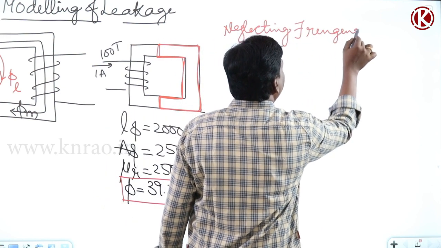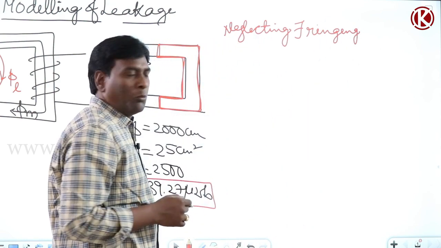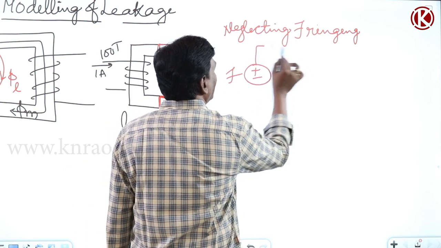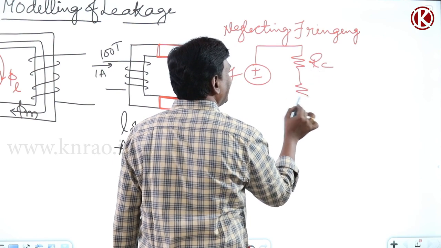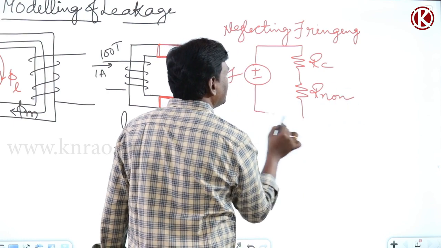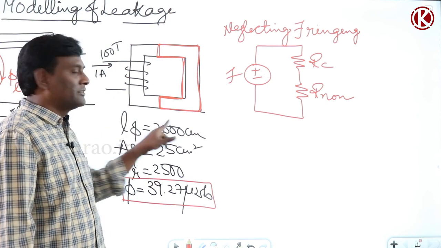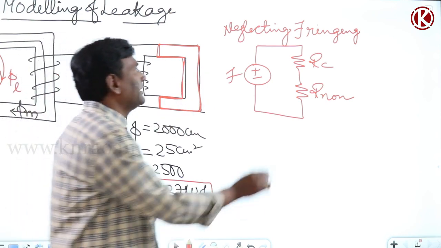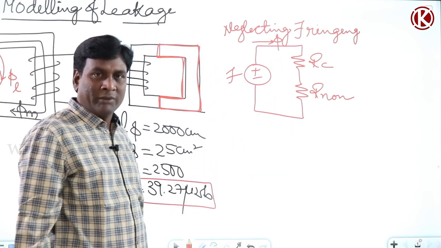Okay, so after neglecting fringing, let me draw the model. This is the MMF, this is the reluctance of the core, and this is the reluctance of the non-magnetic material. So the reluctance of the non-magnetic material, the reluctance of the magnetic material, the reluctance of the core, the reluctance of the non-magnetic, and then this operating flux, which they have already given as 39.27 microwebers.